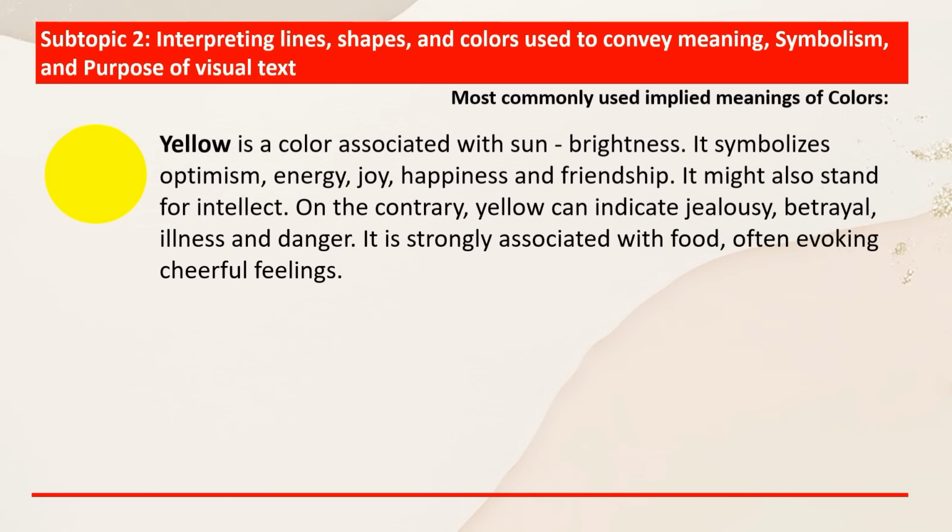Yellow is a color associated with sun, brightness. It symbolizes optimism, energy, joy, happiness, and friendship. It might also stand for intellect. On the contrary, yellow can indicate jealousy, betrayal, illness, and danger. It is strongly associated with food, often evoking cheerful feelings.